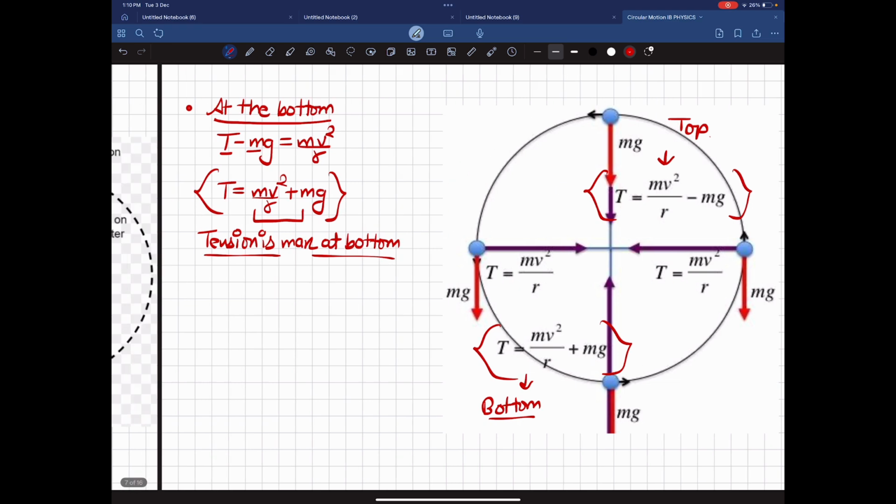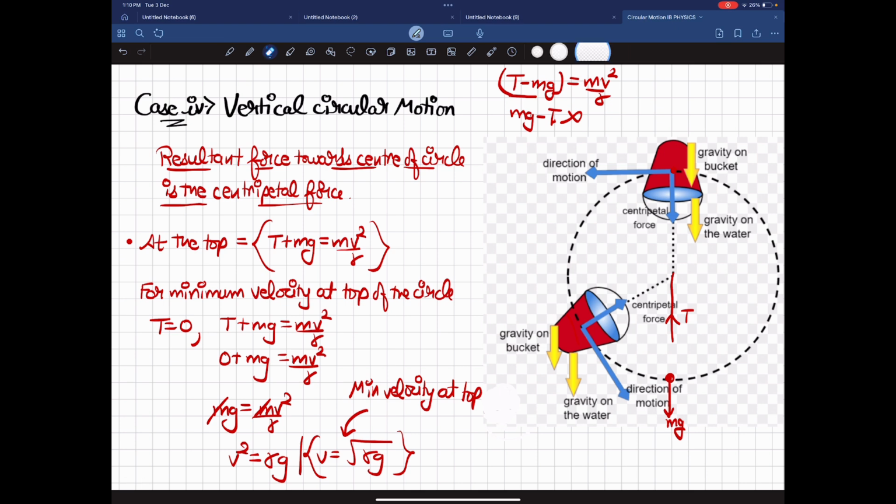Alright. Now what happens at the top? Now see, at the top, tension will be acting in this direction and now the weight will also be acting in this direction. So we can say tension is downwards and mg is also downwards. Is there any force outwards, out of the circle, perpendicularly upwards? I don't think so. Again, resultant force towards center of circle is the centripetal force. In this case, tension plus mg is pointing towards center of circle. So tension plus mg is equal to mv square by r. So at the top, tension plus mg is equal to mv square by r.